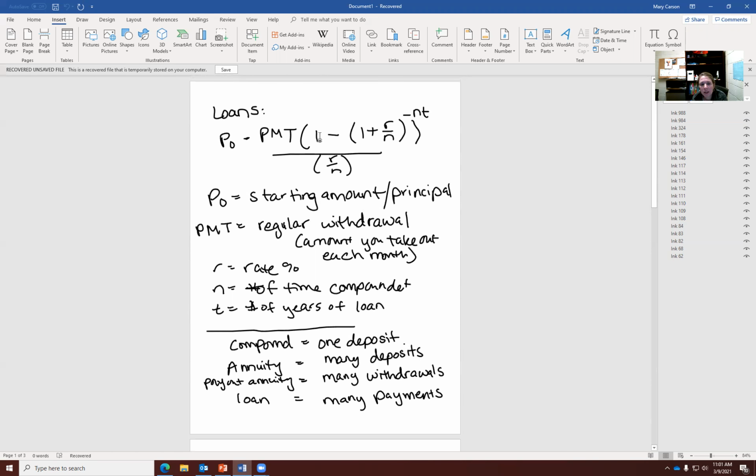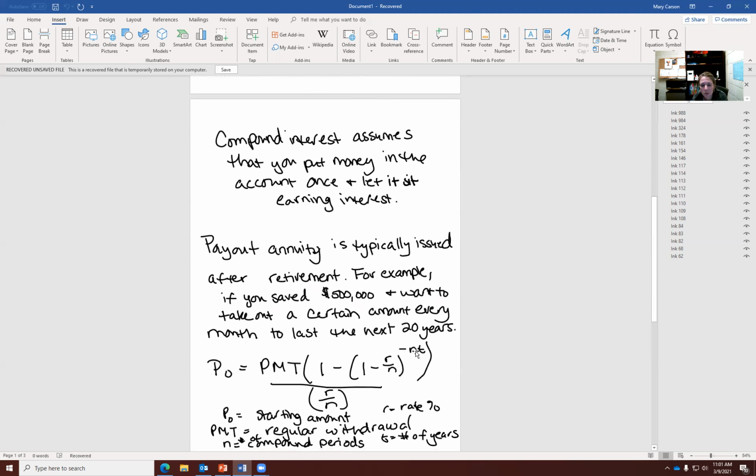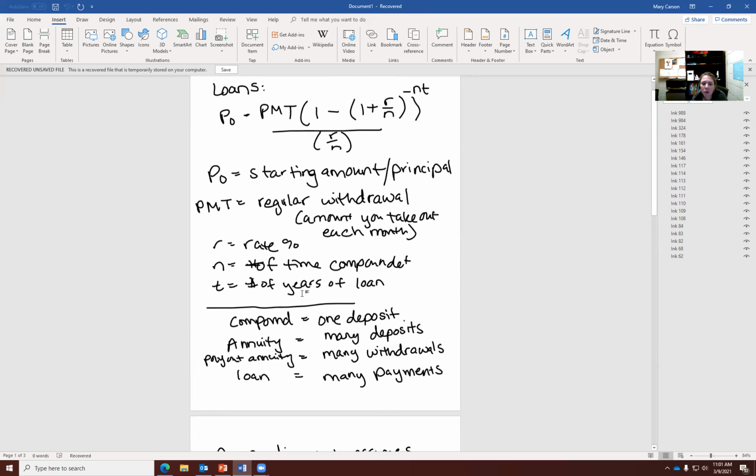And then we talk about loans. Loans is going to be the same type of formula. Notice here this is a negative raised to the negative nt, and this is also raised to the negative nt. So it's a similar formula. P naught is your starting amount, your principal. PMT this time is going to be your regular payment, the amount that you pay every month. R is your percentage again. N is the number of times it's compounded. And then T is the number of years for your loan.